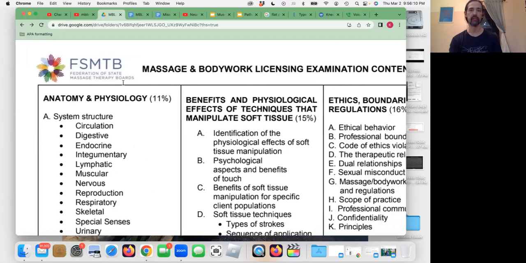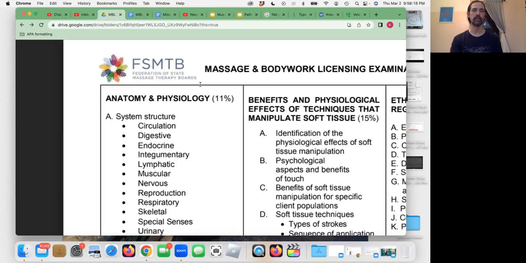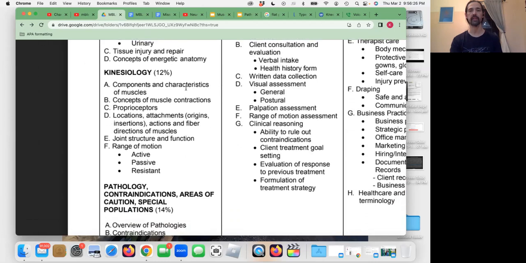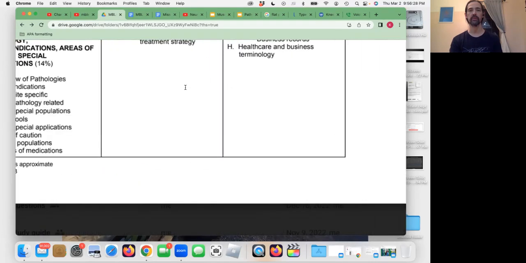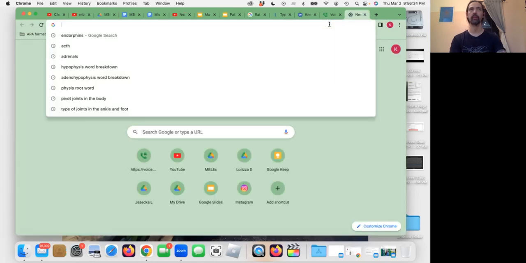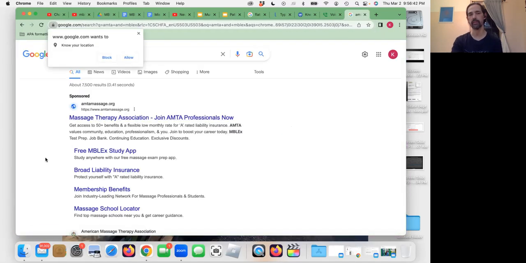So just so you have a little bit more understanding, the MBLEx, the Massage and Bodywork Licensing Examination, is administered by the Federation of State Massage Therapy Boards. The Federation of State Massage Therapy Boards goes to the AMTA and works with the AMTA to develop questions. So it's the Federation of State Massage Therapy Boards, and it's the AMTA that makes up the MBLEx.